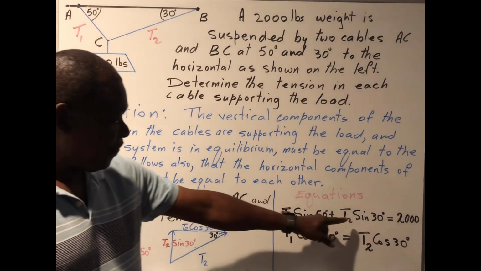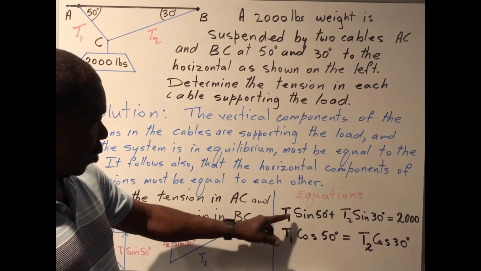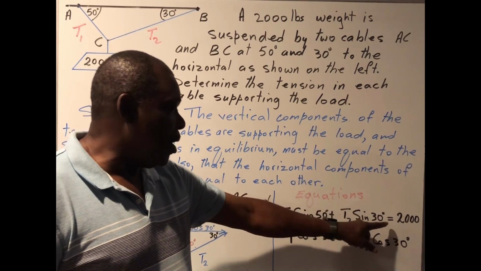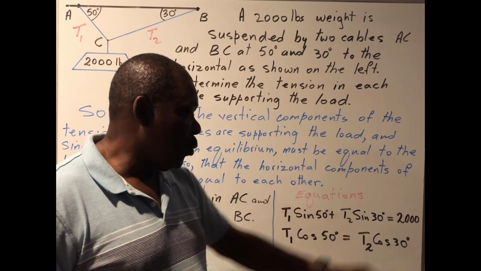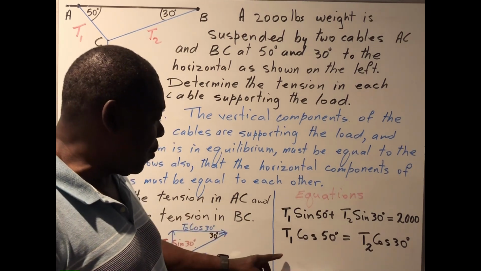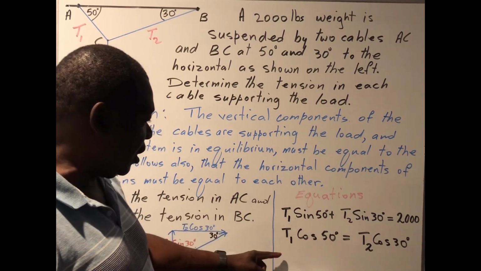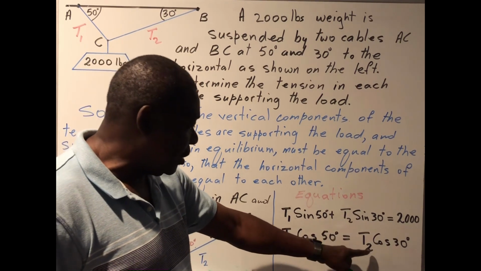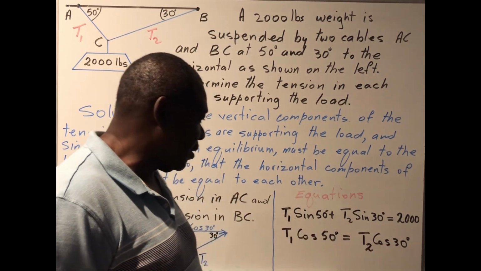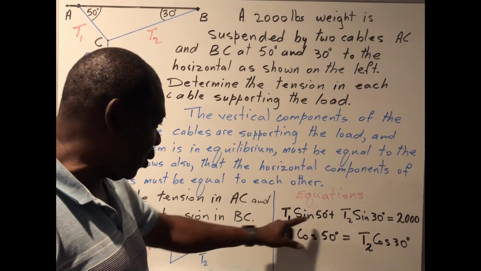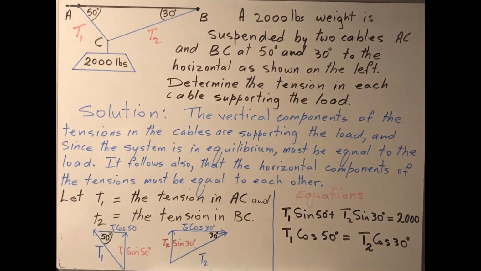So the vertical components, T1 sine 50 plus T2 sine 30 degrees, must be equal to the load, which is 2,000 pounds. And similarly, the horizontal components, which balance each other out, that's T1 cos 50 degrees, must be equal to T2 times the cosine of 30 degrees. We need two equations, since there are two variables, in order to solve for T1 and T2.